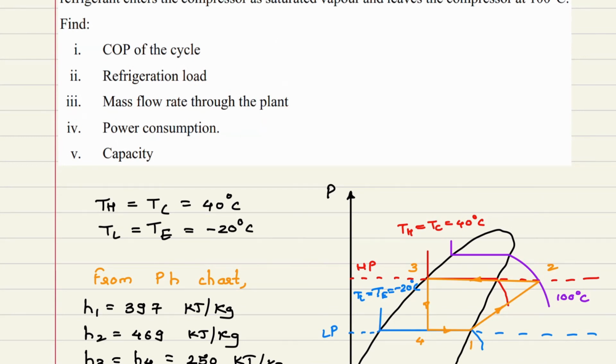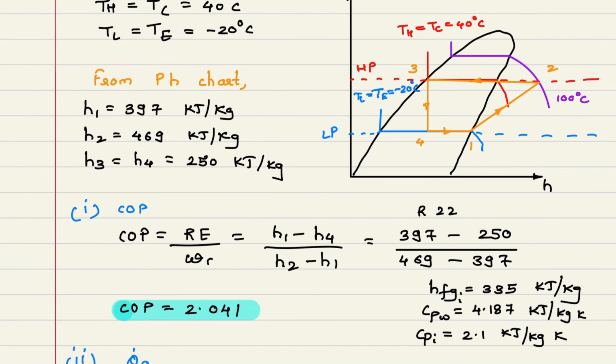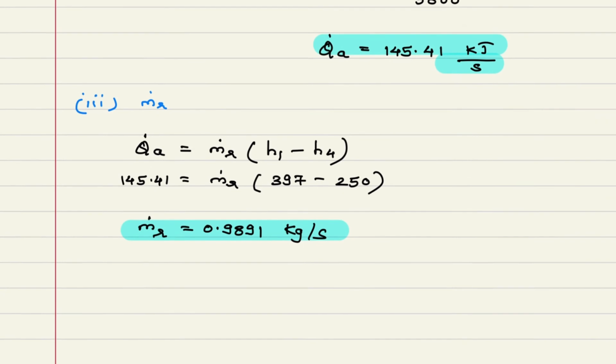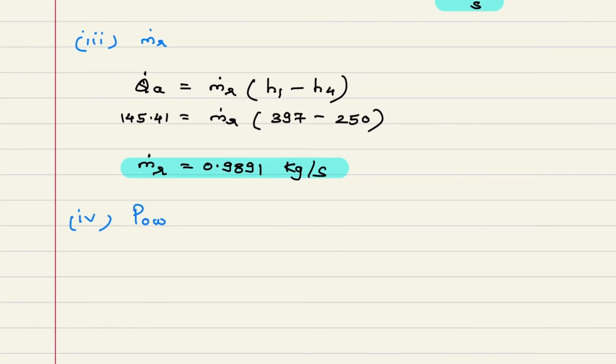Then next question, it is power consumption. Where is power consumed? In compressor. We have calculated mass flow rate. What will be W dot C? It will be M dot R, mass flow rate of refrigerant, into H2 minus H1. So fourth sub question, power consumption. This will be W dot C.